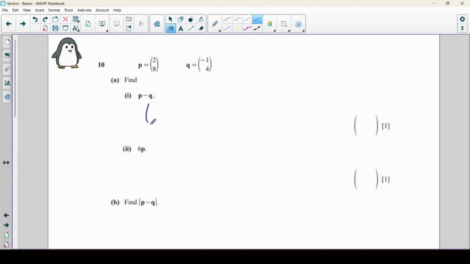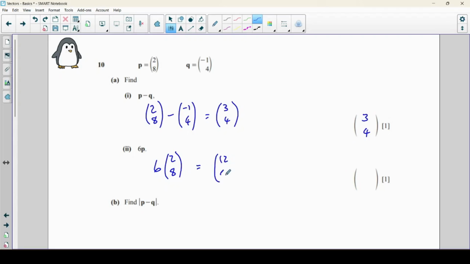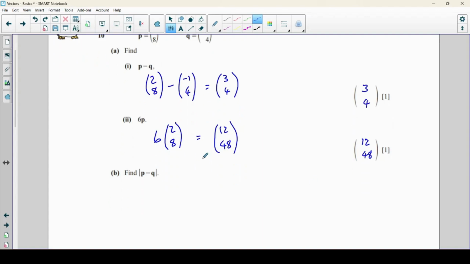Okay, we're going to find p minus q. P is (2, 8), minus (1, 4). 2 minus 1 is 3. 8 minus 4 is 4, so that first one is just (3, 4), nice and easy. Next, 6p, so 6 times (2, 8). 6 2s are 12, 6 8s, 48, so (12, 48). And then the magnitude of p minus q, well p minus q we found up here is (3, 4). A bit of Pythagoras, square root of 3 squared plus 4 squared.